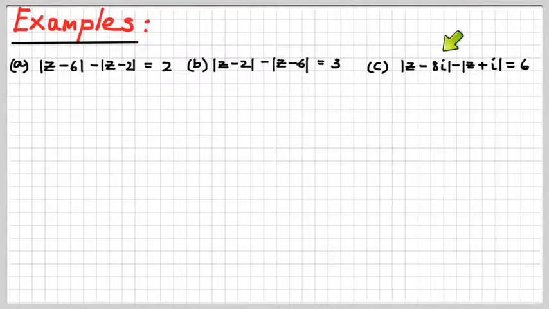Now, let's check this one out. We'll do a bit of detective work here. Okay, so that's the distance of Z from 8i, that's coordinate 0, 8 on the y-axis. Take away the distance from negative i, remember, Z minus negative i, so that'll be 0, negative 1 on the y-axis, yes, is that right? So that is 9 units, isn't it? And that's more than this number, okay? So that's okay, that's going to be a hyperbola.